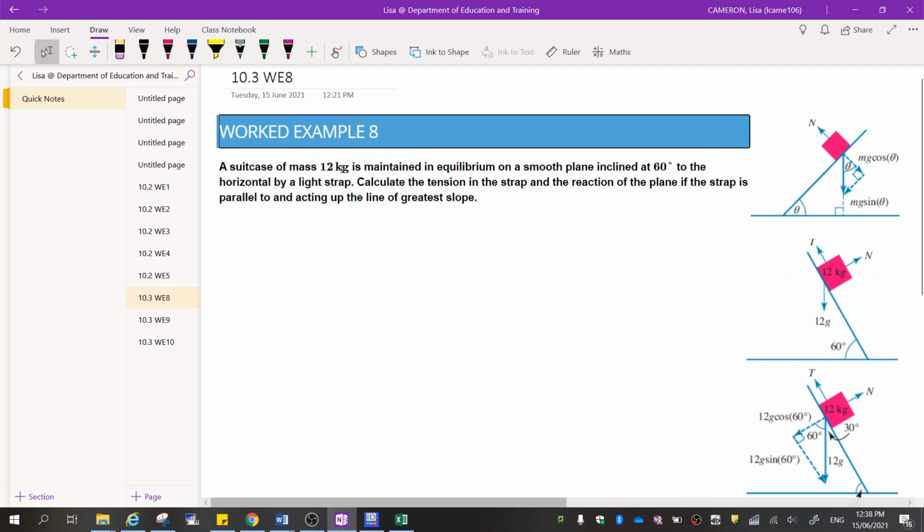So a suitcase with a mass of 12 kilograms is maintained in equilibrium. So that means that it's not moving and all of the forces that are going in the same directions are going to be equal to 0. So it's on a smooth plane inclined at 60, which means this angle in here is 60 degrees. Calculate the tension on the strap and the reaction of the plane if the strap is parallel to and acting up the line of greatest slope. So that means that we're going to be looking for this tension line here.